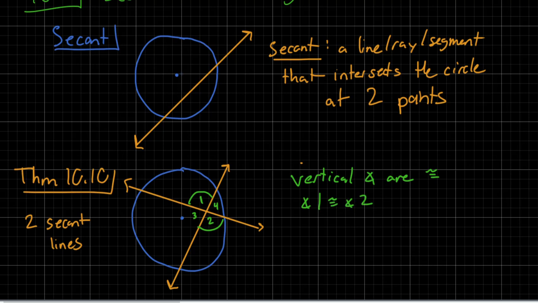Then we're going to talk about some of the degree measures of these arcs. So let's call this x degrees, and this is y degrees. Angle 1 is going to be half of these two arcs added up. So if I add up x and y and divide by 2, I get my angle. And since 1 is also congruent to 2, the same statement is true for 2.